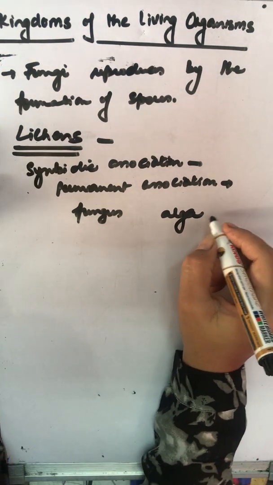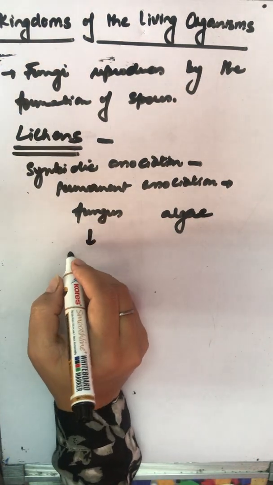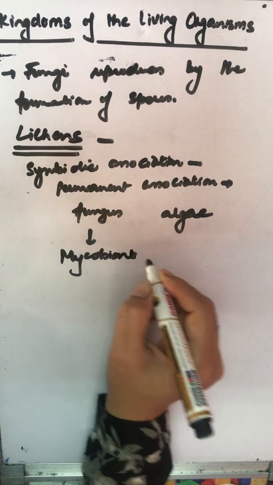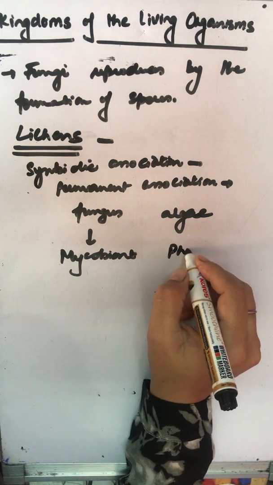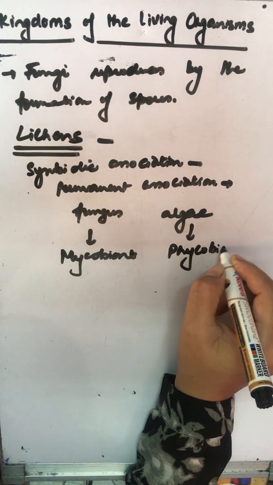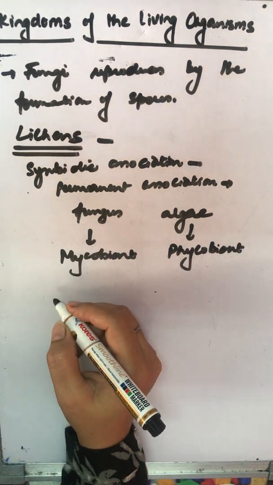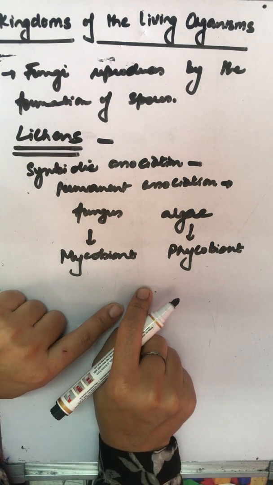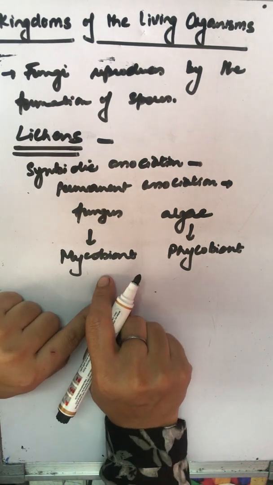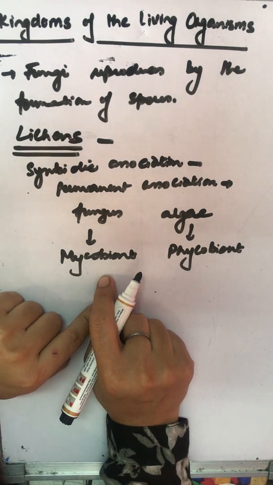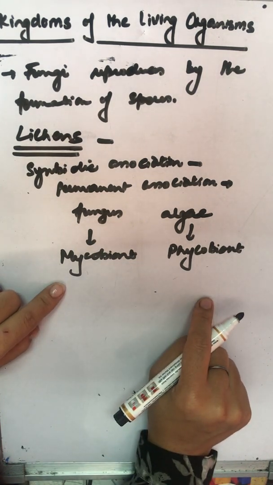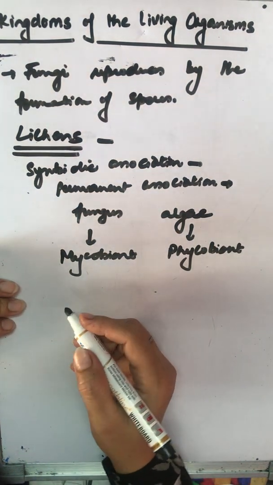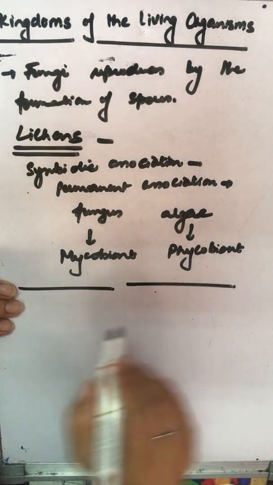Now the fungal partner here is known as mycobiont, and the algal component is known as phycobiont. What do the mycobiont and the phycobiont do? They live in symbiotic association, and the phycobiont will prepare the food and the mycobiont will provide shelter. And the growth of lichen is very slow. They form colored patches on the bark of trees, barren rocks, wet walls, everywhere. So these are lichens.